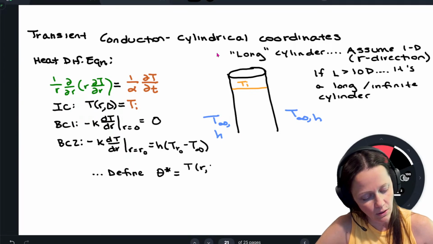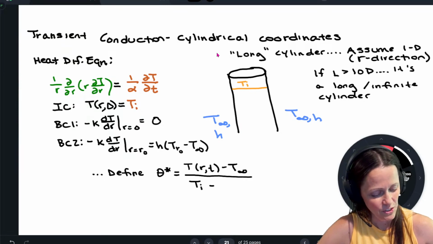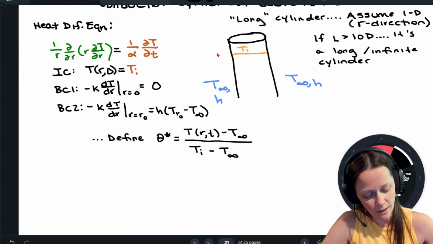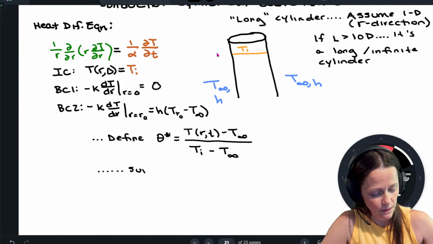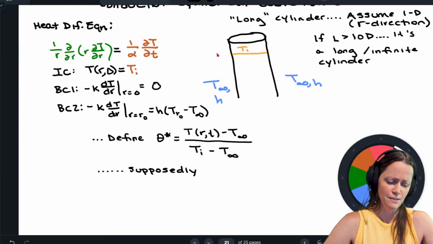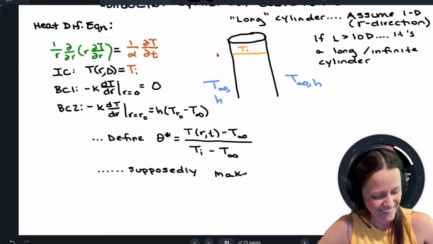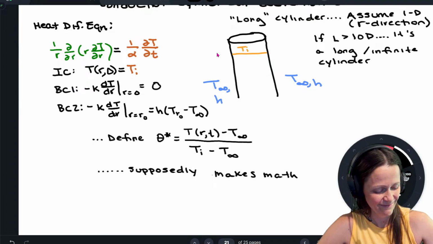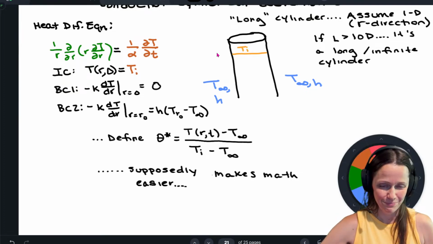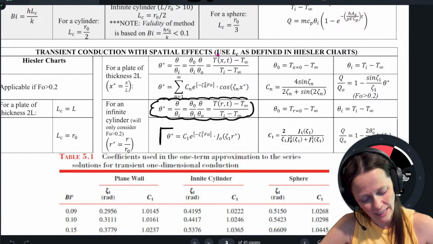So again, T at R, T minus T infinity over T initial minus T infinity. Supposedly, it makes the math easier. But you know what? Doesn't matter, because somebody else solved it for us. Yay! All right. So it's this guy right here.